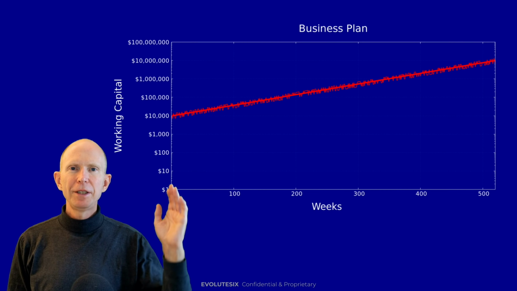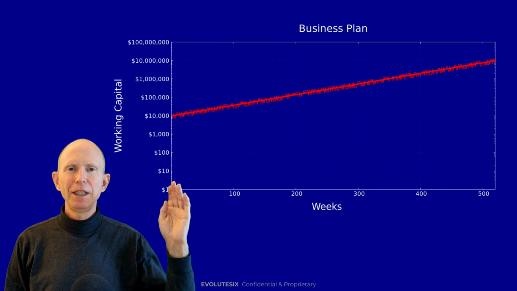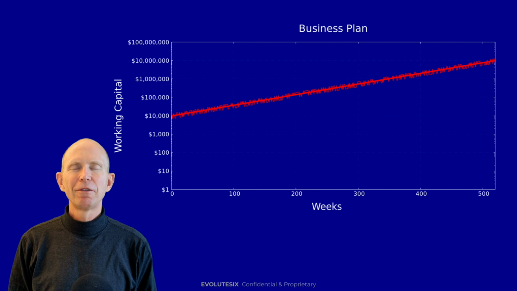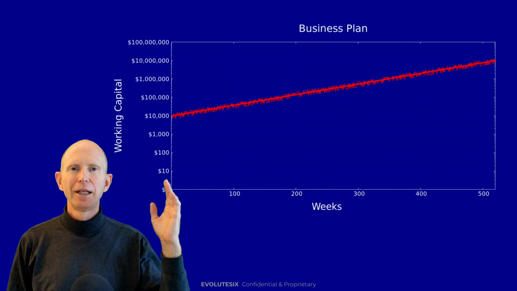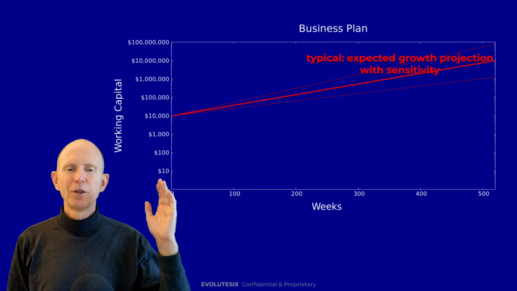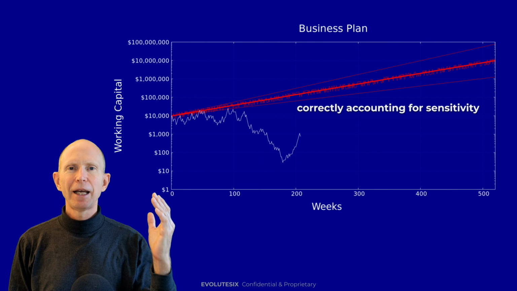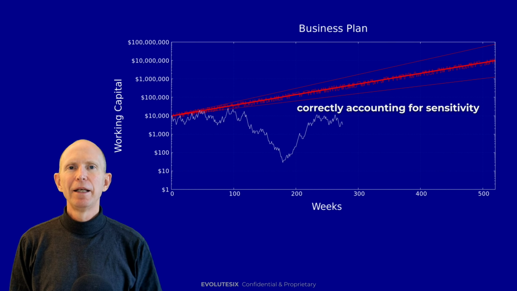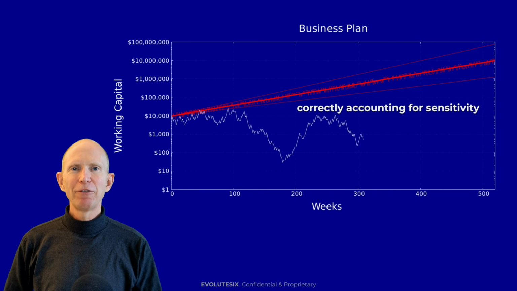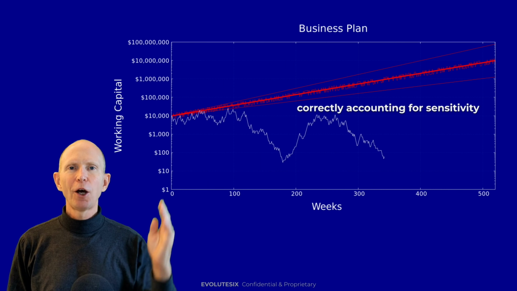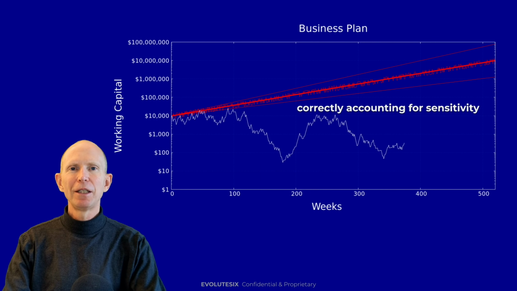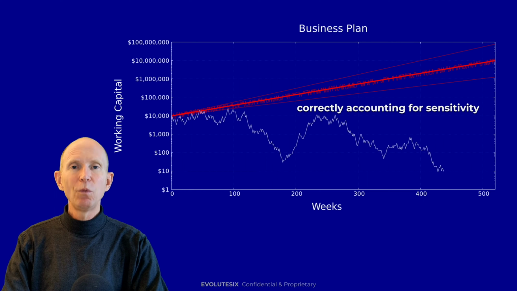Hi. Every single startup business plan that I've ever seen calculates their expected growth over, say, a 10-year period like this. The good ones put in a sensitivity analysis. However, if you correctly account for the sensitivity by putting into your business plan the actual dynamics of real-life business processes rather than the oversimplification captured in the red line, you see something completely different that performs significantly worse than typical business plans will predict.